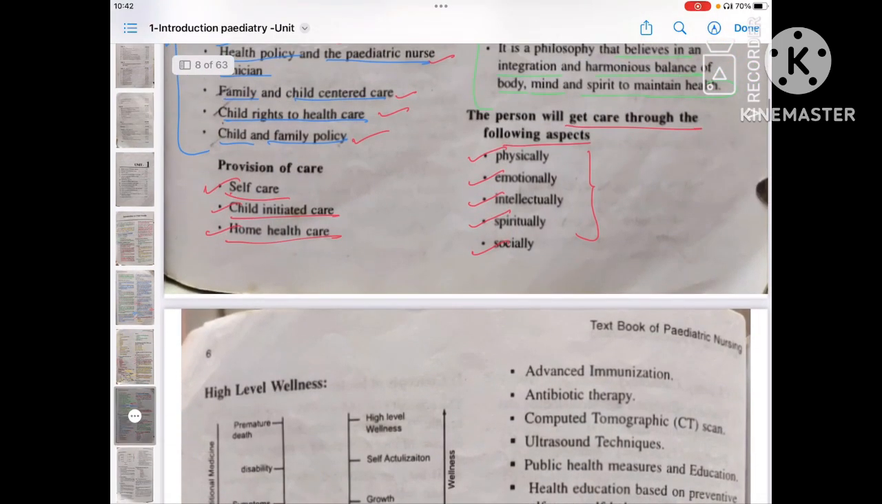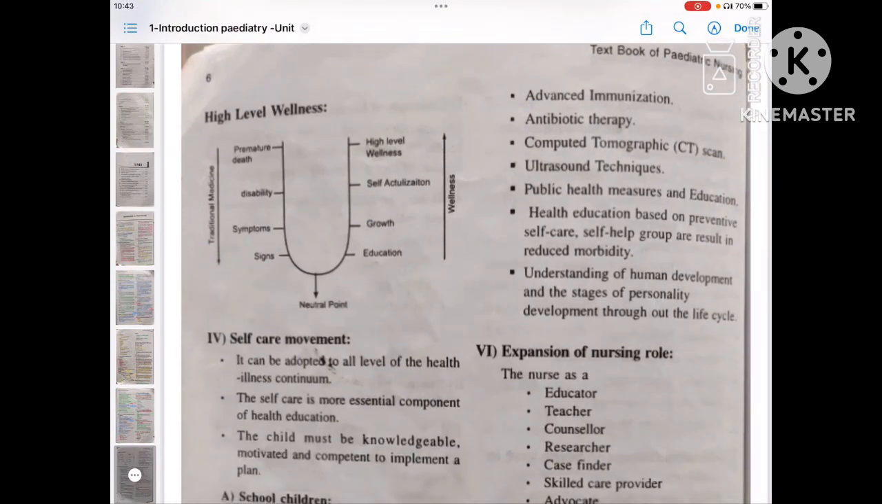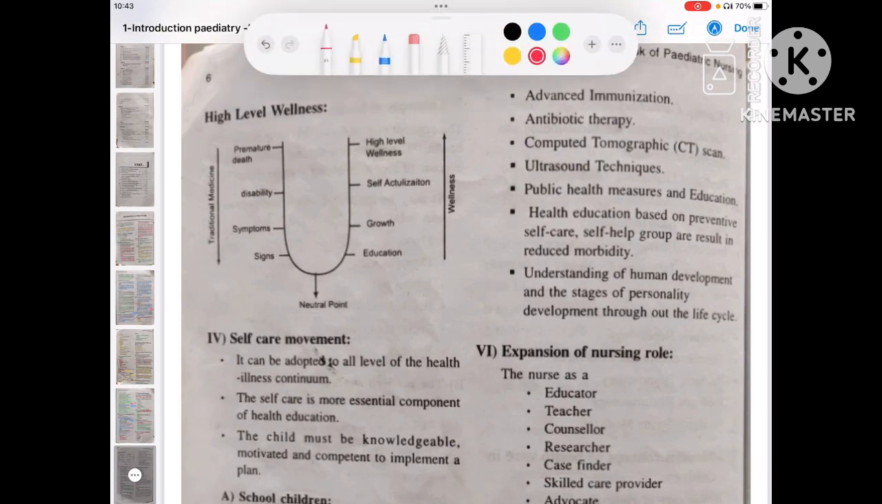Next one is high level wellness. Here they have shown a diagram, so we can easily identify it. So that is traditional medicine, and this is wellness. In traditional medicine there was premature death. Before, in the ancient days, there was a lot of premature death. Premature means before maturity: pre means before. Before getting maturity, the baby would die, or have a disability, symptoms, signs, or some problem.